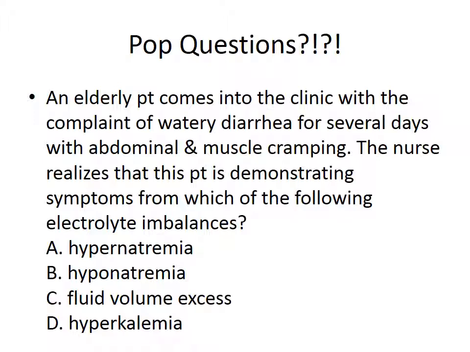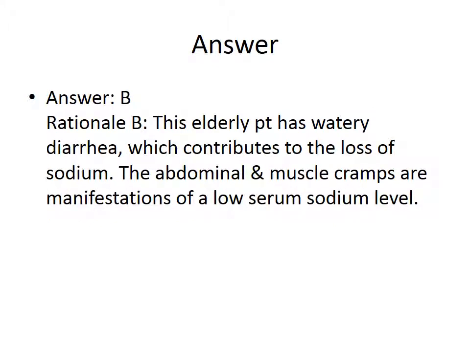An elderly patient comes into the clinic with complaints of watery diarrhea for several days with abdominal and muscle cramping. The nurse realizes that this patient is demonstrating symptoms from which of the following electrolyte imbalances? B. This elderly patient has watery diarrhea, which contributes to the loss of sodium. The abdominal muscle cramps are manifestations of the low serum sodium level.